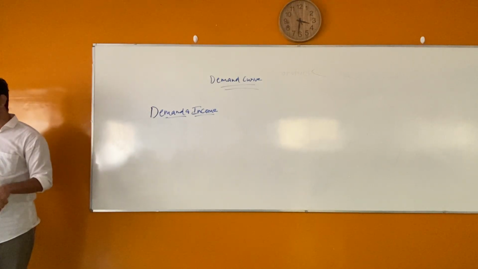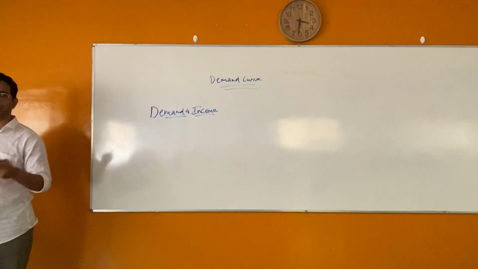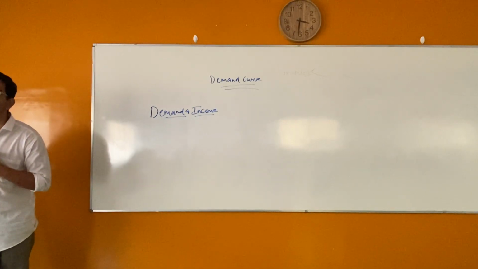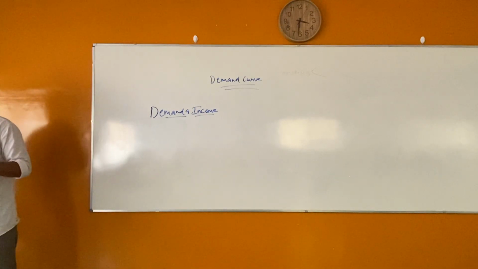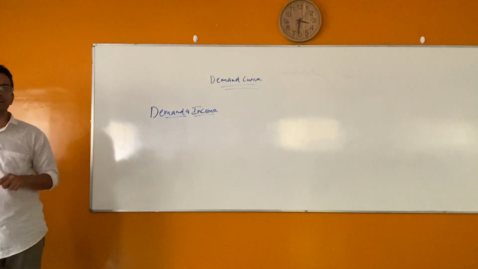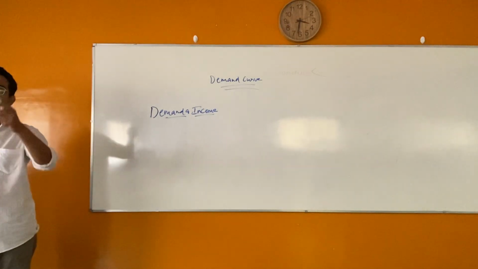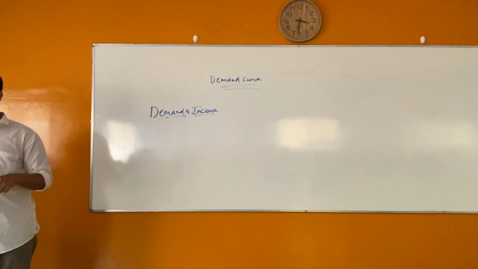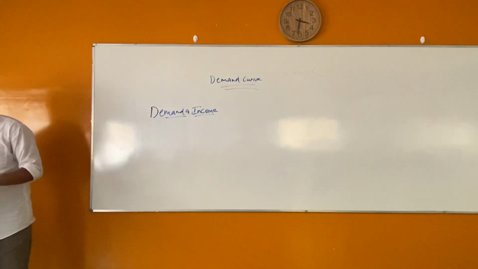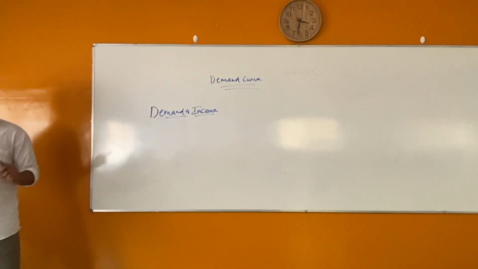Demand decreases with increase in income level. Example, your income increases. Earlier, I used to travel in BMTC. My income was low. My demand is high for that BMTC. My income increased. Now the demand for that BMTC is decreased because my income has increased. This is called inferior goods.